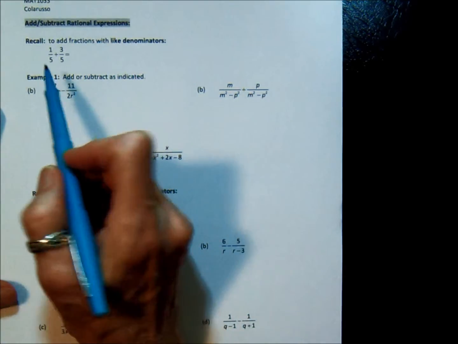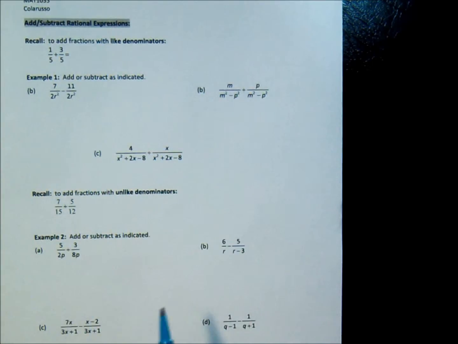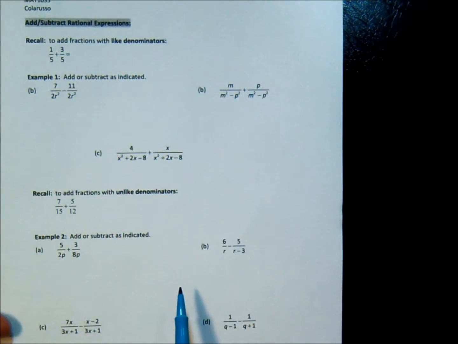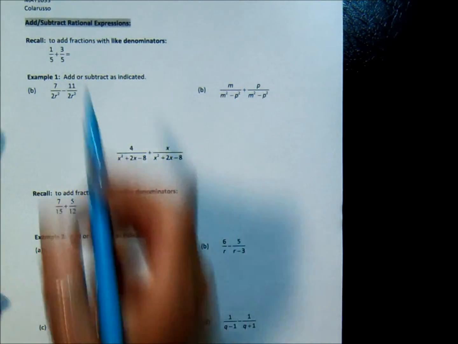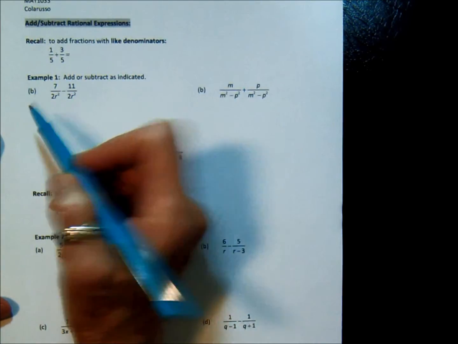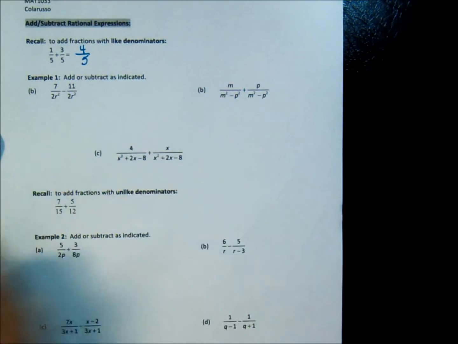In this video, we'll learn how to add and subtract rational expressions, and this is one of the harder topics in the chapter on rational expressions. So to begin, let's review how we add and subtract rational numbers, or just fractions. Recall, to add fractions with like denominators, all we do is add their numerators and keep the denominator that they have alike.